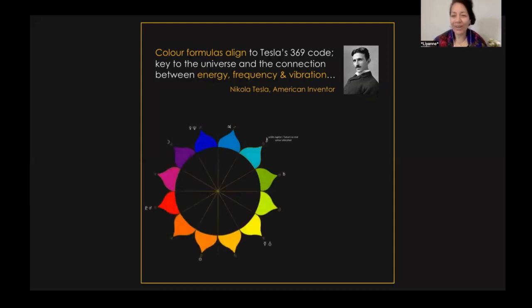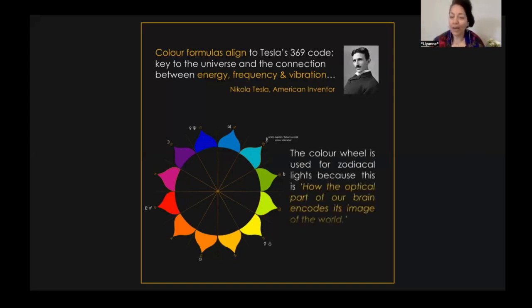And here is my rainbow lotus, as I call it. And these are the colors that I use for the zodiac, the circle of animals. And the zodiac is our earth perspective. The planets are the celestial perspective, and the zodiac is the earth perspective.